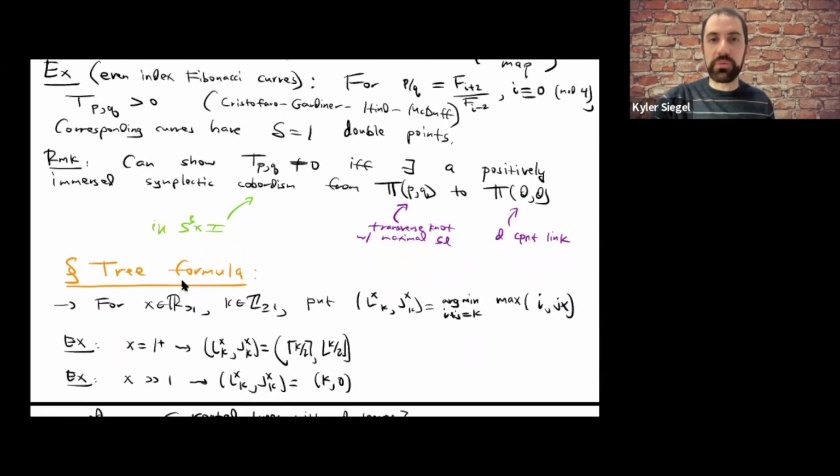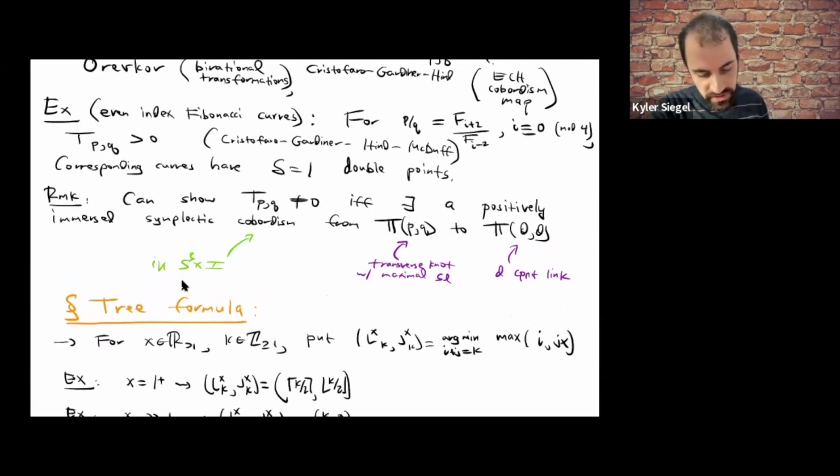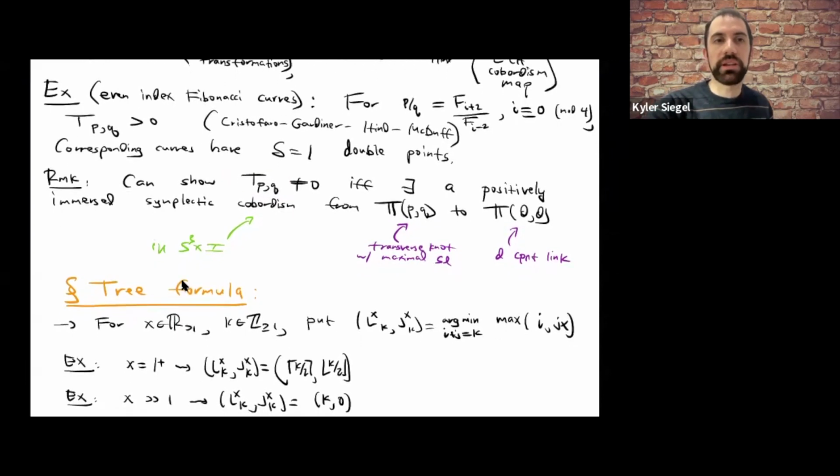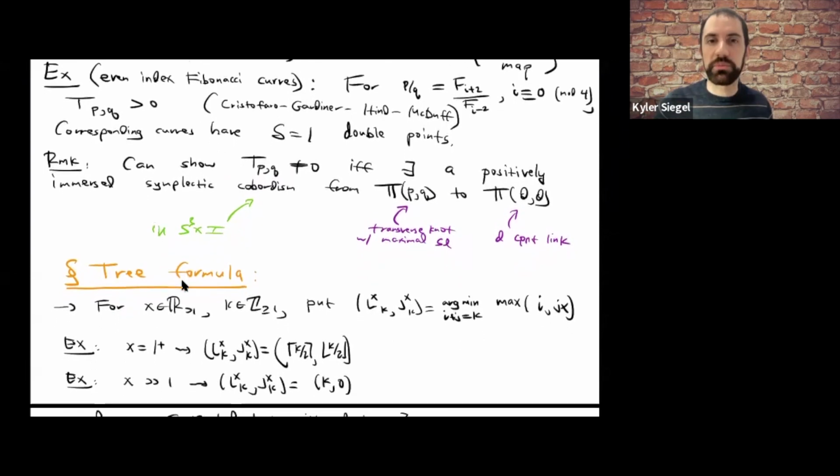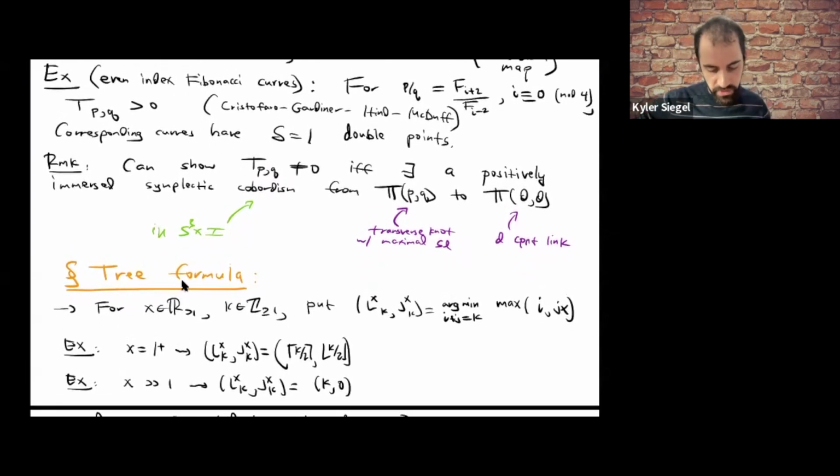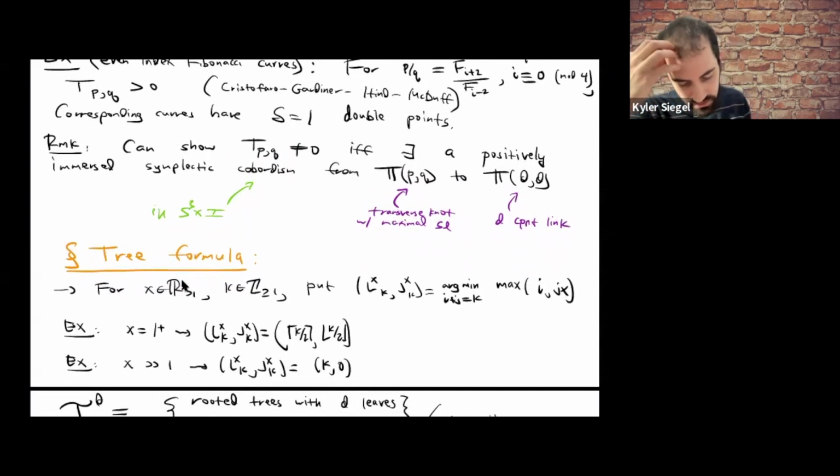So here's the formula. The gist of it is that you can compute T_PQ as a count of trees, in the sense of graph theory, each with D leaves, with some combinatorial coefficients which are a little more complicated than I would like, but you can just write down by some formula. To write down the formula, I have to introduce some notation.